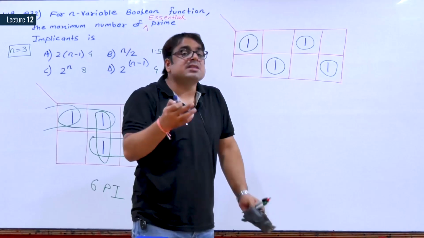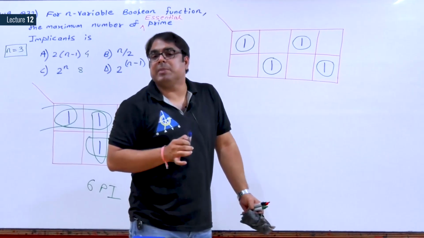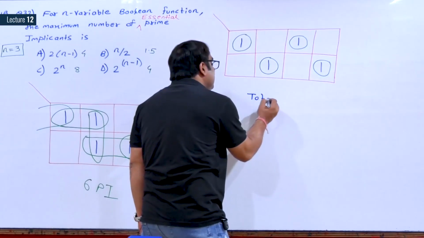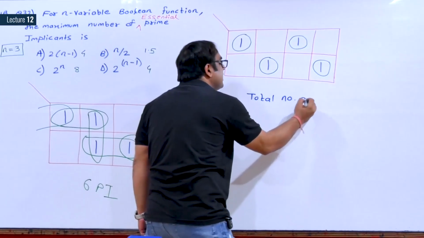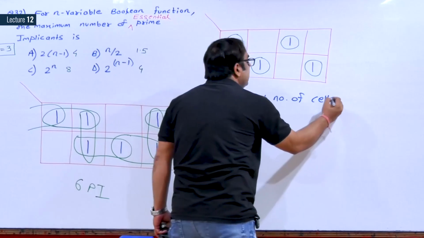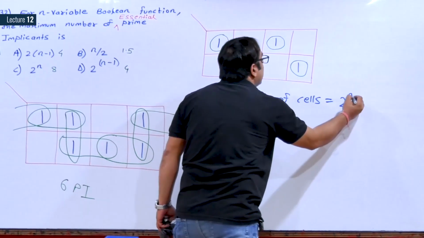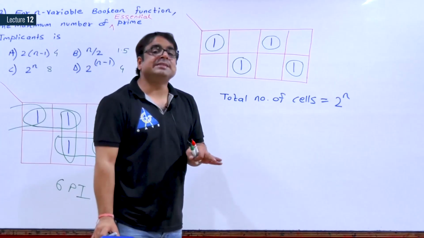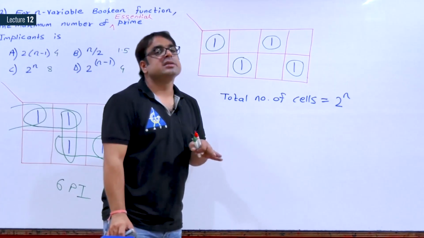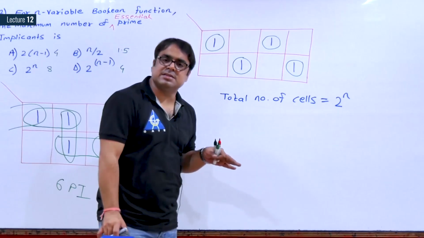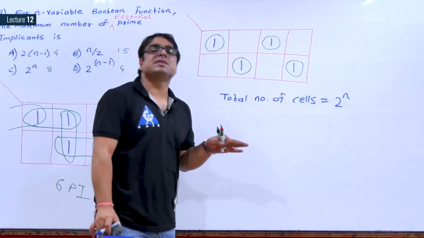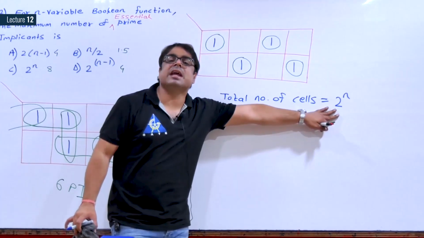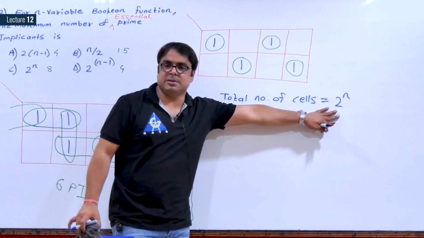Now what is the concept to get maximum number of essential prime implicants? If you see the total number of cells, they are 2 to the power n always. For 2 variables we have 4 cells, 3 variables we have 8 cells, 4 variables we have 16 cells, and so on. So what is the expression for number of cells in a K-map? It is 2 to the power n.